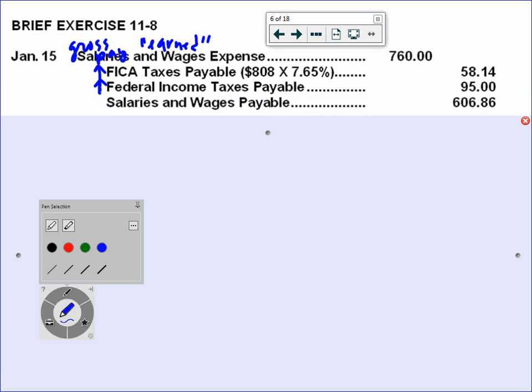Another big payable here is Beth. Salaries and wages payable, what we know is her take-home or her net pay, we owe her. And so salaries and wages payable is also increased. All of these payables normally have a credit balance, so with a credit, that means they're increasing.